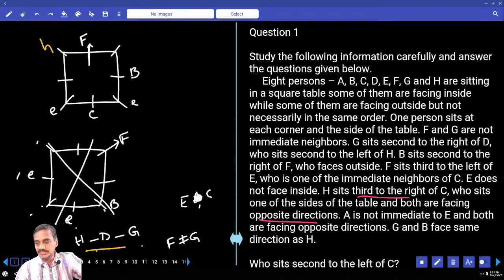And H, D and G. G sits second to the right of D, and D sits second to the left of H. D is seated second to the left of H. And D is here. If D is here, who is the other person left over here? H, D and G will be here.